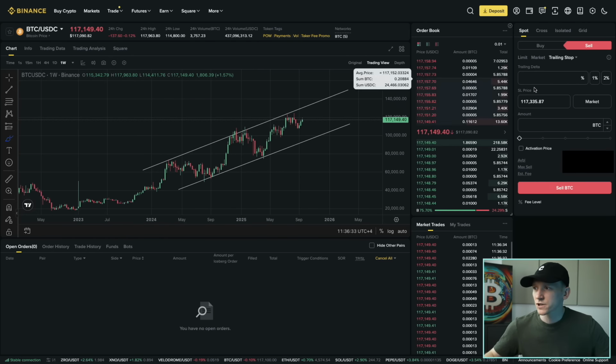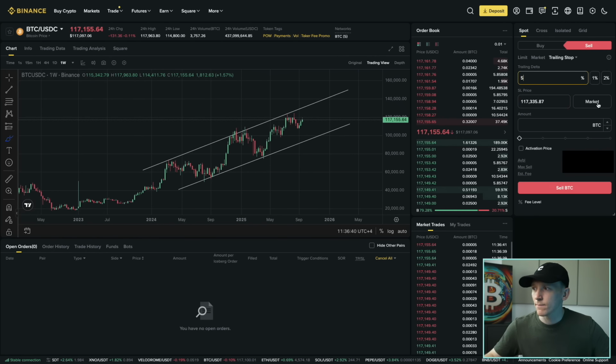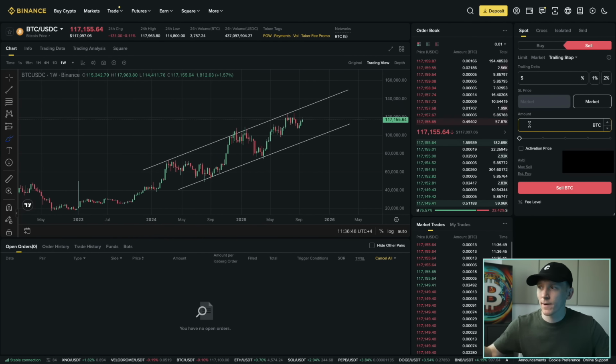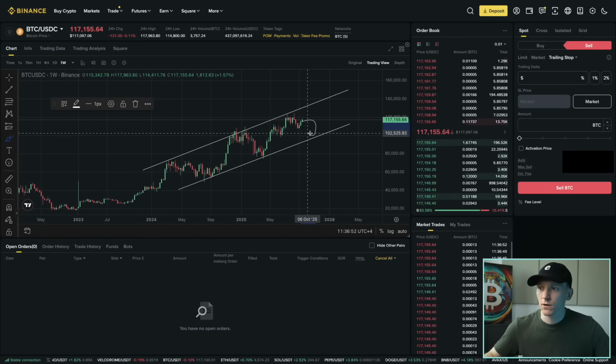So you can go and choose the delta here. So you can choose 1, 2, 3, 5%. Let's call it 5% here. And just put a market order in, right? So you don't choose the price, right? So just choose market. So my trailing stop is 5%. At 5%, choose an amount of Bitcoin to sell. If the price falls immediately 5%, we're just going to sell there.